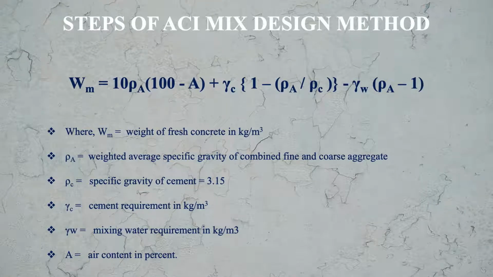Here Wm is the weight of fresh concrete in kg per meter cube. Rho A is the weighted average specific gravity of combined fine and coarse aggregate. Rho C is the specific gravity of cement, that is taken as 3.15. Gamma C is the cement requirement in kg per meter cube, and gamma W is the mixing water requirement in kg per meter cube, and A is air content in percent. So these are the terms or the symbols that are used in the equation. So by using that equation we can calculate that.